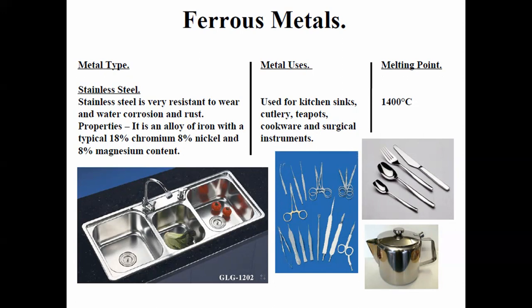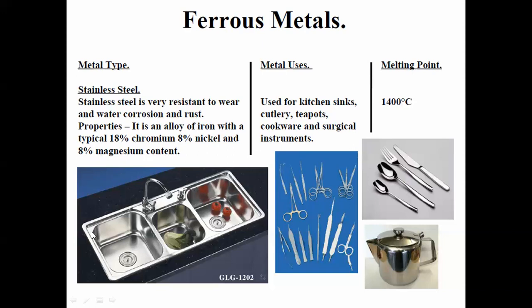Properties: it's an alloy of iron with a typical 18% chromium, 8% nickel, and 8% magnesium content. So that is what stainless steel is made up of.